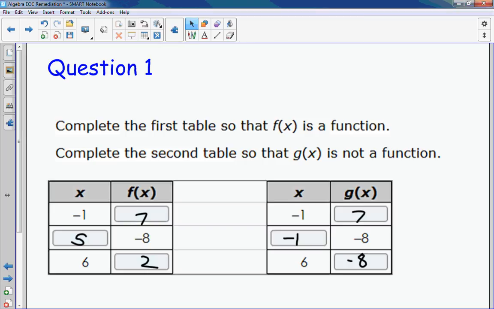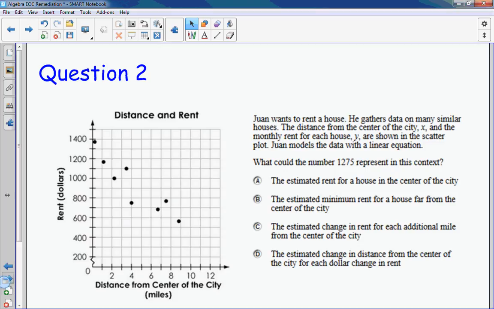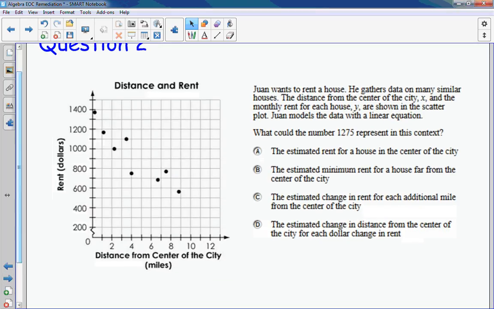Now let's go to the next one. Number 2. Juan wants to rent a house. He gathers data on many similar houses. The distance from the center of the city, x, so my x value stands for the distance from the center of the city, and the monthly rent for each house, y, are shown in the scatter plot. Juan models the data with a linear equation. So if you were to model this data using a linear equation, that's exactly what we just talked about when we're talking about regression. The path of regression is the linear equation.